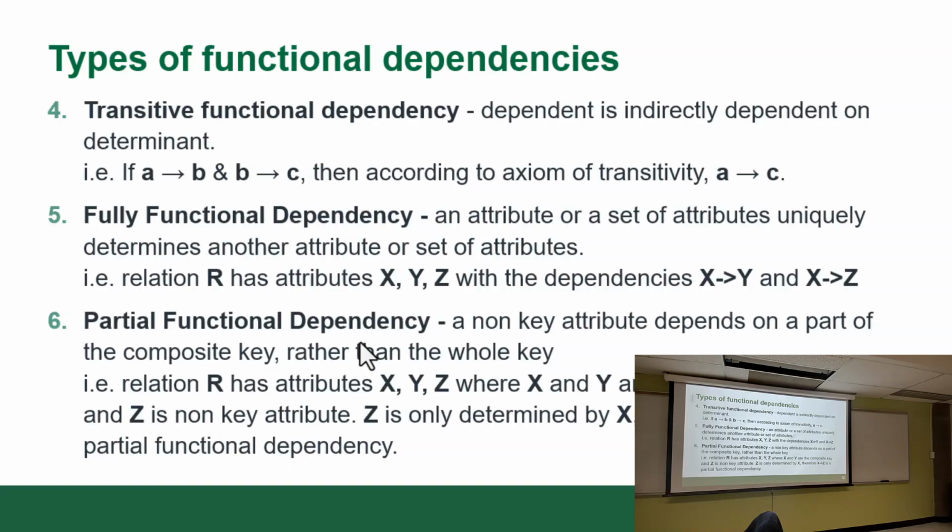So relation R has X, Y, Z. X and Y are a composite key. That means to identify something in R, you have to have both X and Y. And Z is a non-key attribute, in other words, it doesn't participate as the determinant. However, Z is only determined by X. Therefore, it's a partial dependency because X determines Z, but Y has nothing to do with Z. When we're talking about normalization in a few moments, that's the first thing we want to get rid of because that's bad.